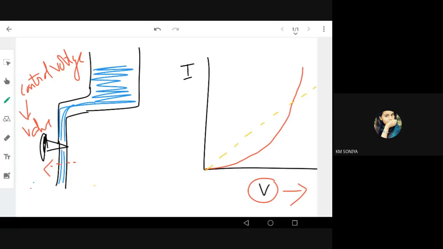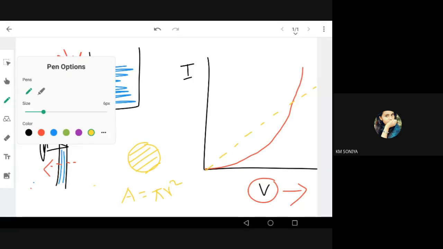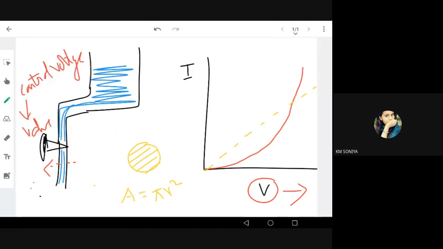Yeah, because the pipe is actually a two-dimensional surface, whose area is given by A equal to pi r square. So this is non-linear. This is not pi r, it's pi r square. Because of the r square, it is not a linear thing. If it was linear, we might have got a linear output of the current. So I got a non-linear variation of current with respect to voltage, right?